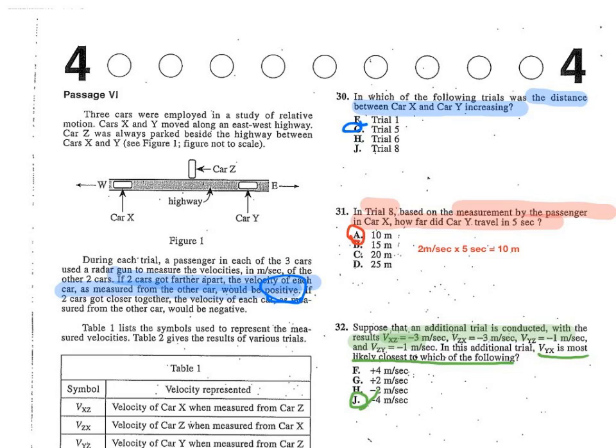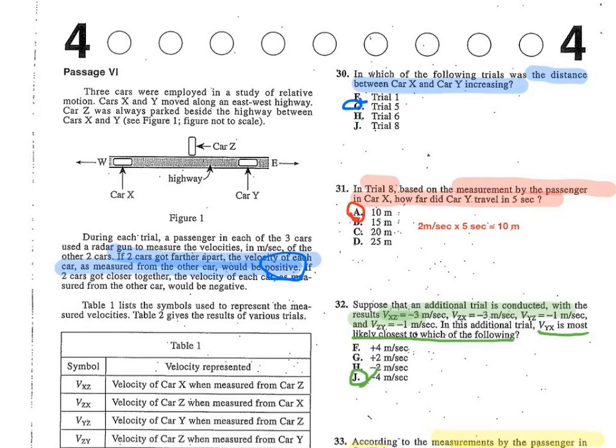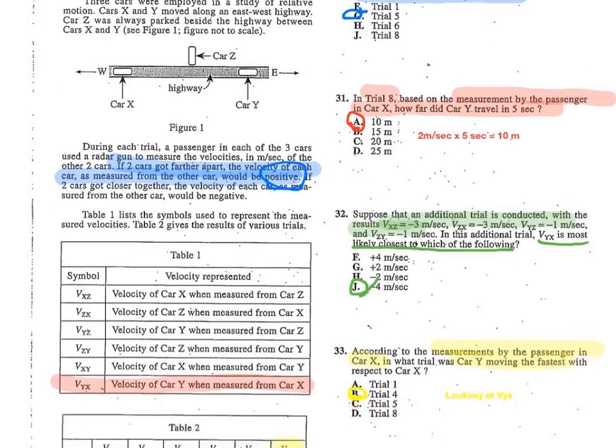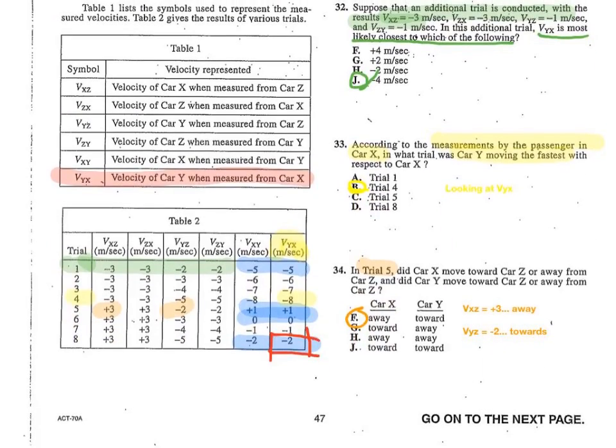Now in order to figure this out, you need to read this information down here, where it explains if two cars get farther apart, the velocity of each car, as measured from the other car, would be positive. The possible answers for number 30 are trials 1, 5, 6, and 8. So let's go down to table 2 and take a look.